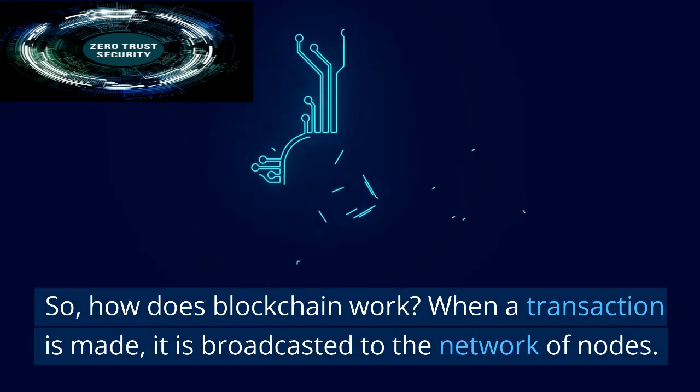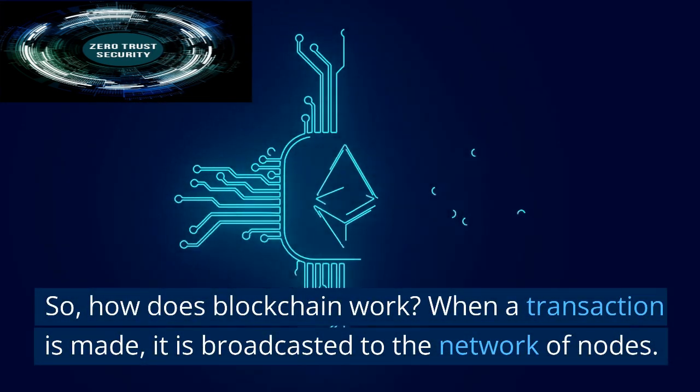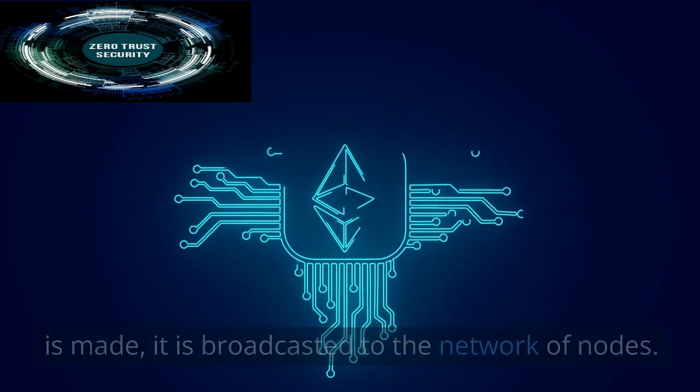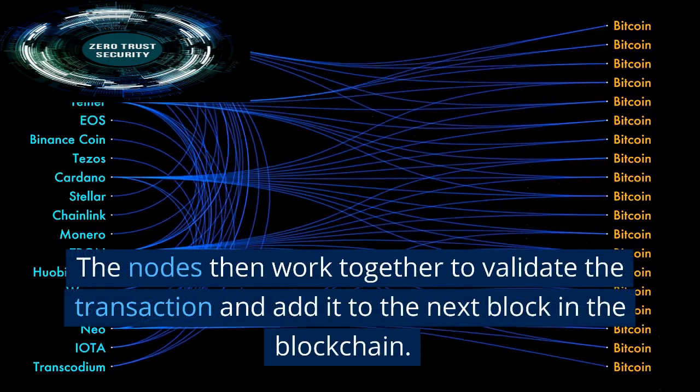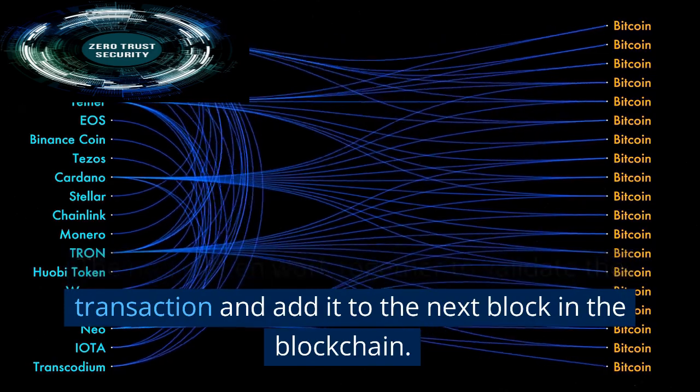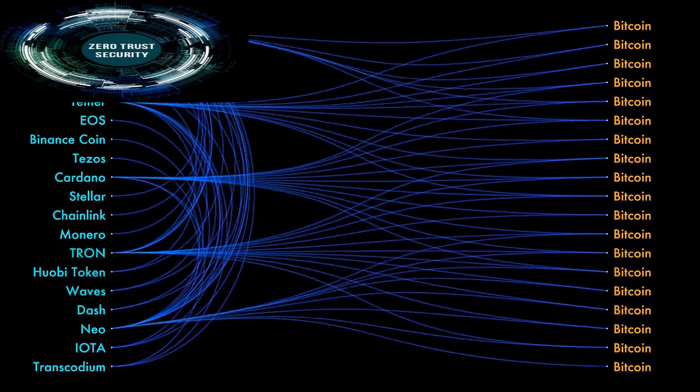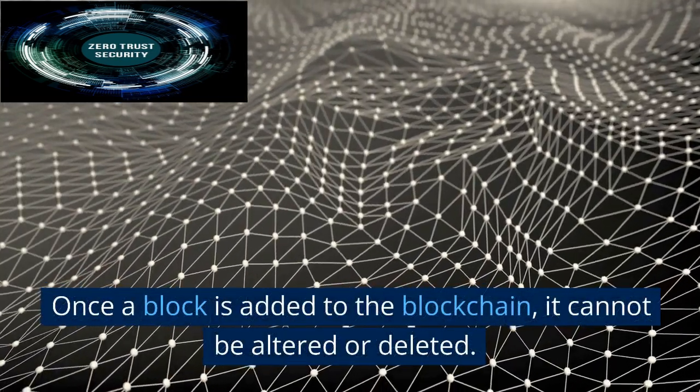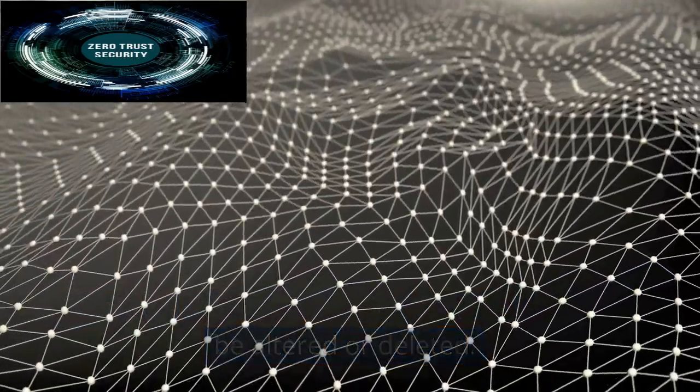So, how does blockchain work? When a transaction is made, it is broadcasted to the network of nodes. The nodes then work together to validate the transaction and add it to the next block in the blockchain. Once a block is added to the blockchain, it cannot be altered or deleted.